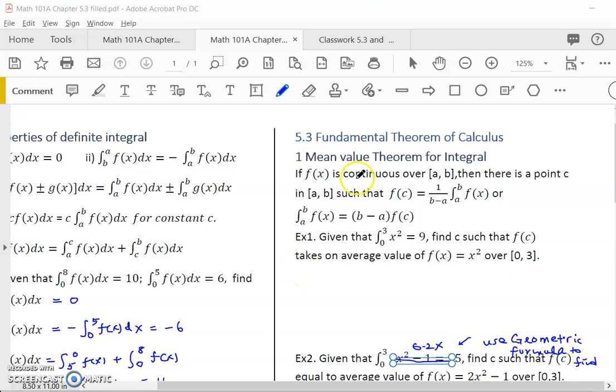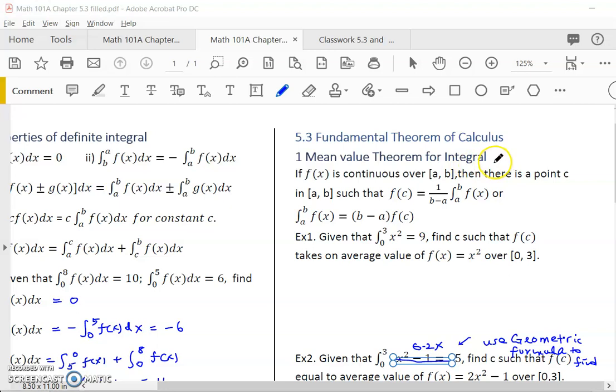The last leg here is the mean value theorem for integral. You must have heard the mean value theorem before. It says that the slope of a secant line on a closed interval can be achieved by the derivative at a particular c in the open interval. So it is similar to that in that we're going to talk about the mean value theorem for integral.